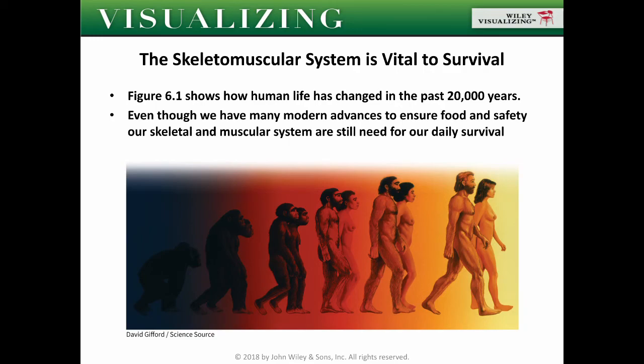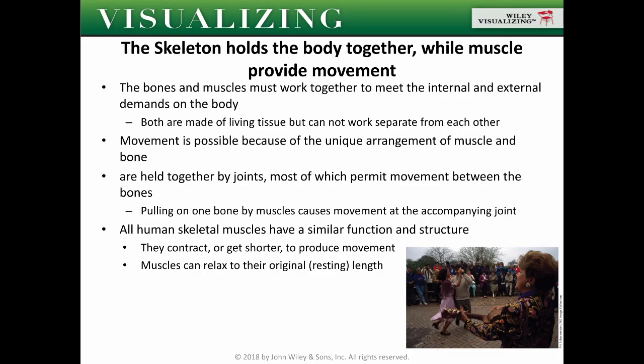Here is a figure, a diagram of the different species of the humanoid species. Even though we have many modern advances to ensure food and safety, our skeletal and muscular systems are still needed for our daily survival.